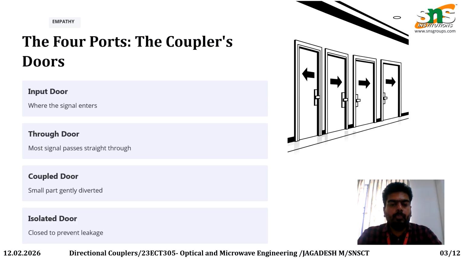And there are four ports in the directional coupler. Just look at the image here. Input port, where the signal enters. Through port, where most of the signal passes straight through. Coupled port, where a small part is gently diverted, and isolated port, closed to prevent leakage. From this analogy we can understand that the directional coupler has four ports. One is isolated, one is coupled, one is the way where the signals go straight through, and the input port is there. So this is called a four-port device.